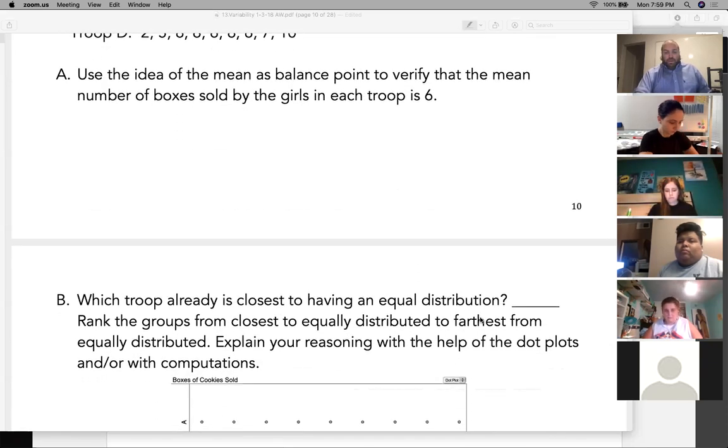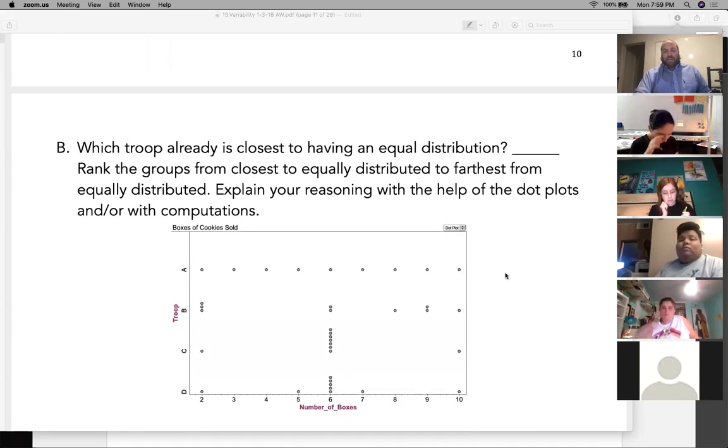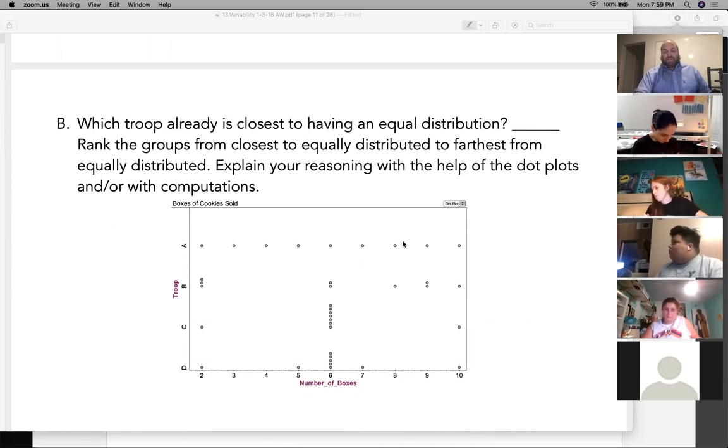Okay. So rank the groups from closest to equally distributed to farthest from equally distributed, and explain your reasoning with the help of the dot plots and/or with computation. So let's look at these dot plots here. Group A had a 2, a 3, a 4, a 5, a 6, a 7, an 8, a 9, and a 10. Group B had 3 2s, 2 6s, an 8, 2 9s, and a 10. Group C had a 2, lots of 6s, and a 10. And Group D had a 2, a 5, a bunch of 6s, a 7, and a 10.